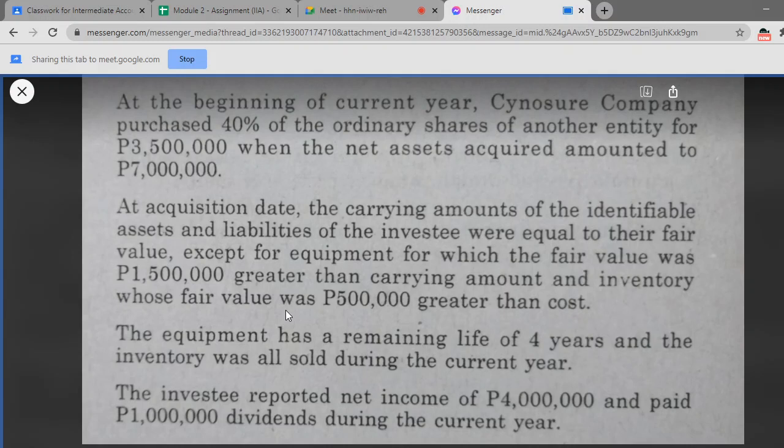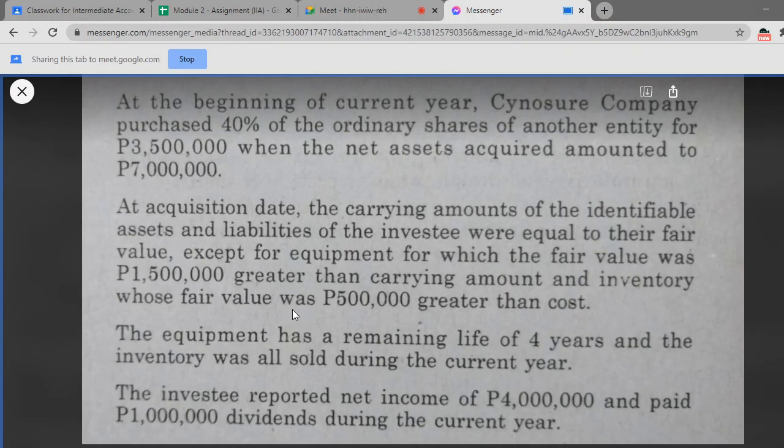At the acquisition date, the carrying amount of the identifiable assets and liabilities were equal to fair value except for the equipment. So ito yon. Ito yung difference. Equipment for which the fair value was 1.5 greater than the carrying amount, and inventory whose fair value was 500,000 greater than the cost. Okay. The equipment has a remaining life of 4 years, and inventory was all sold during the current year. The investee reported net income of 4 million and paid 1 million dividends during the current year.